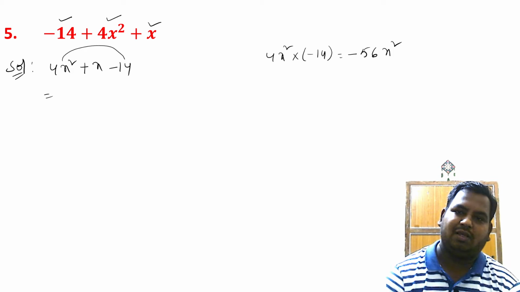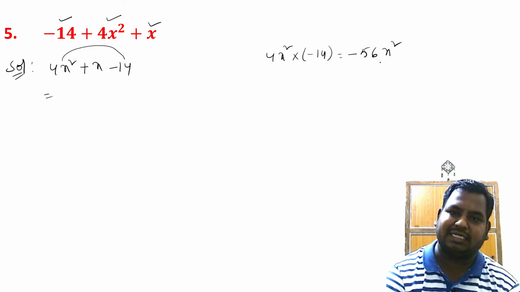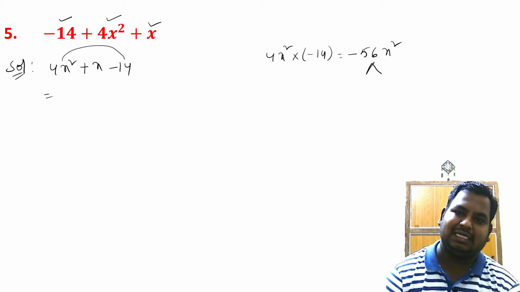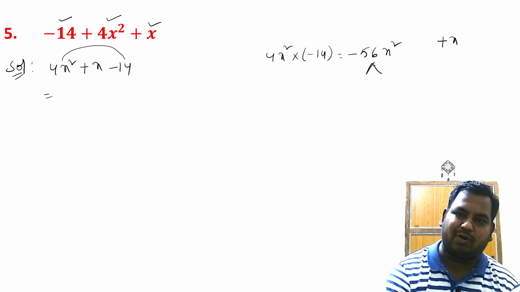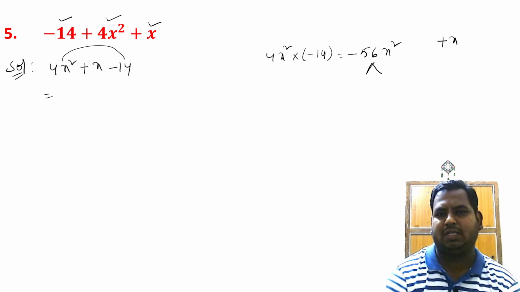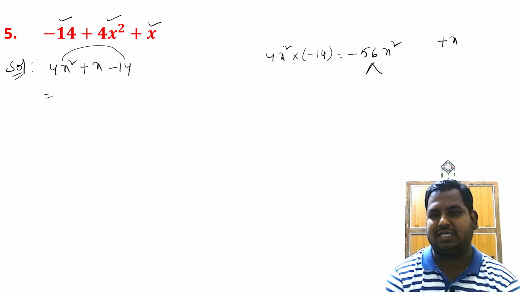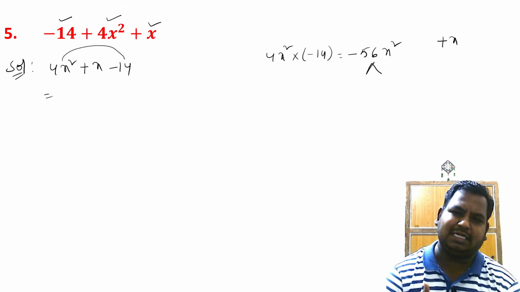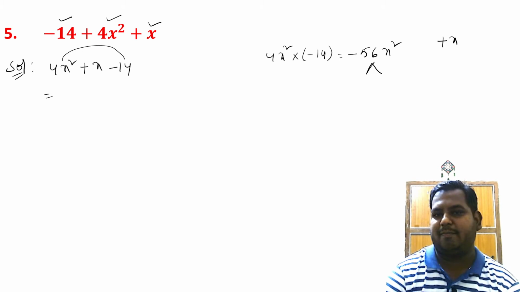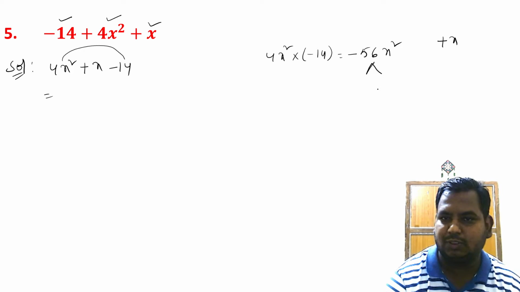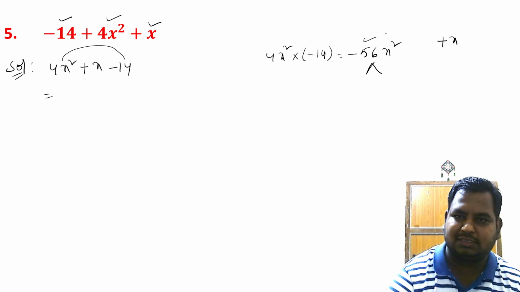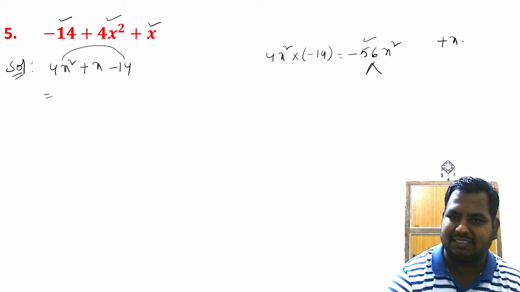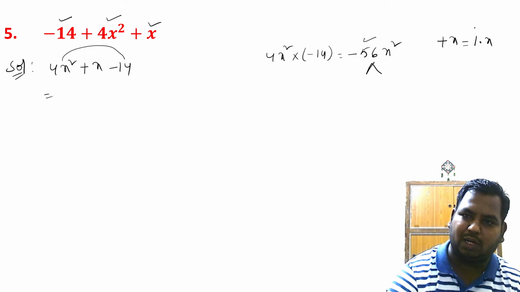What is third step? We have to split minus 56x square into two terms such that their sum is x and the product is minus 56x square. Okay. For a moment, we'll consider only 56 and 1 because I can write plus x as 1x, both are same.